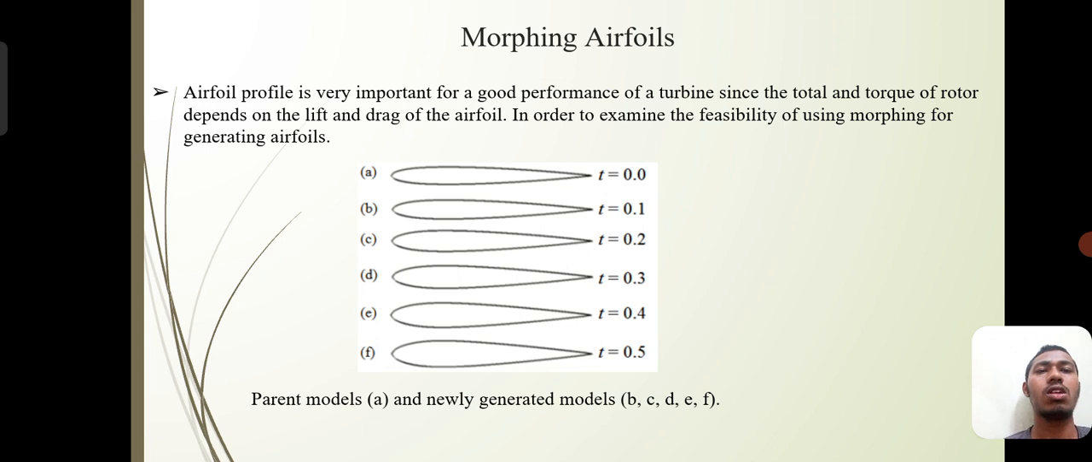In the first figure you can observe that t equals 0.0, and in the second, B, t equals 0.1, where the trailing edge is slightly different, C is t equals 0.2, D is t equals 0.3, E is t equals 0.4, F is t equals 0.5, and the parent model is A, from which the newly generated models B, C, D, E and F are described. This is the morphing of aerofoils.